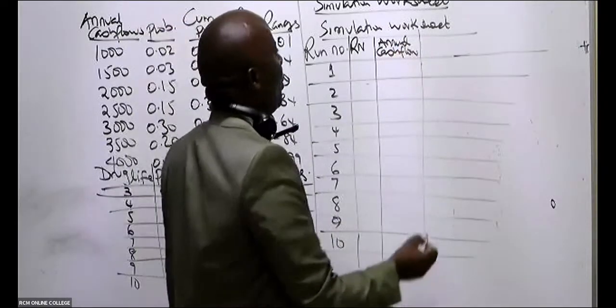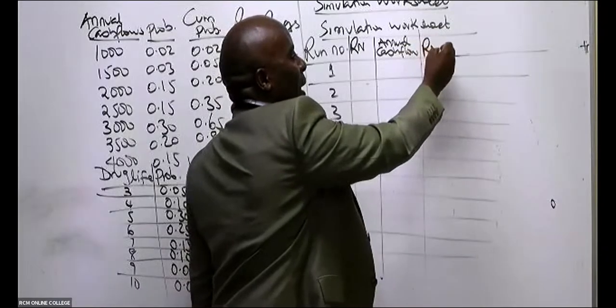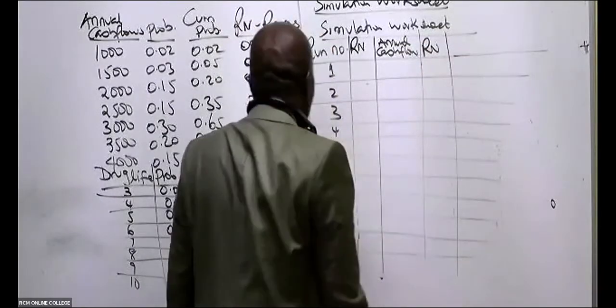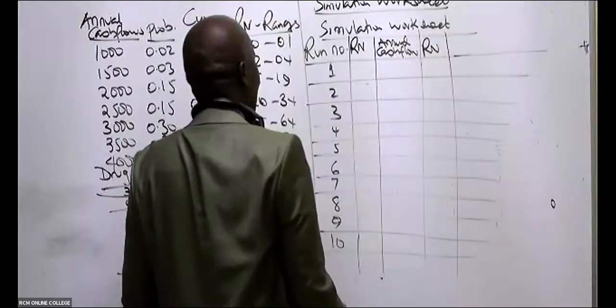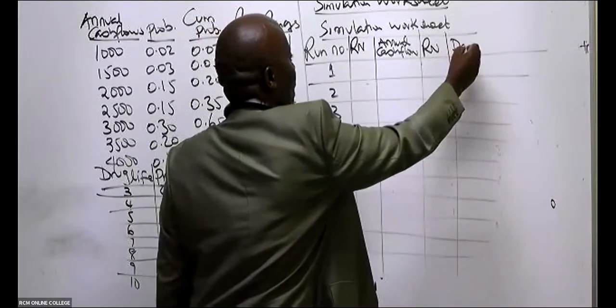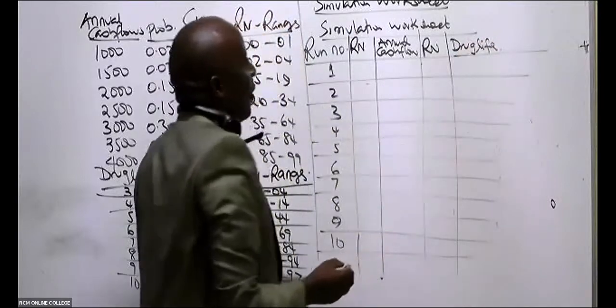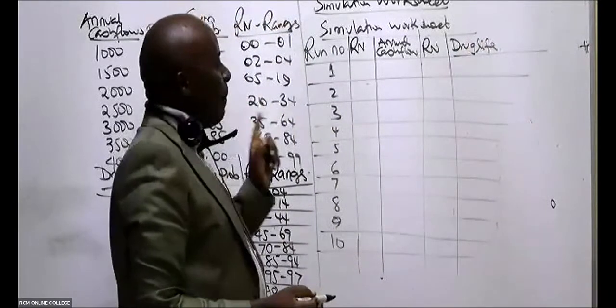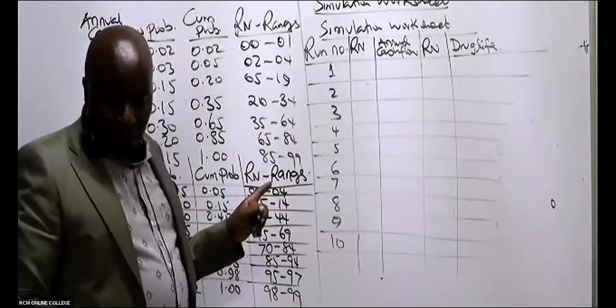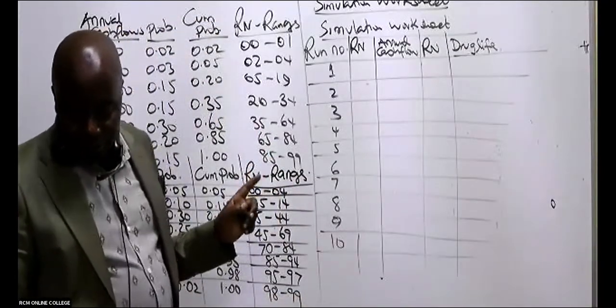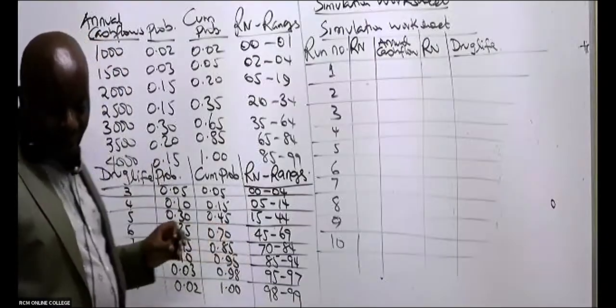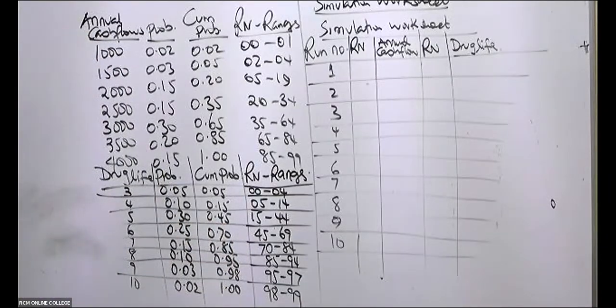The second variable, you pick a random number, and then you will be able to get what we call drag life. Remember, this Rn stands for random number. Random numbers will be given to you by the examiner.